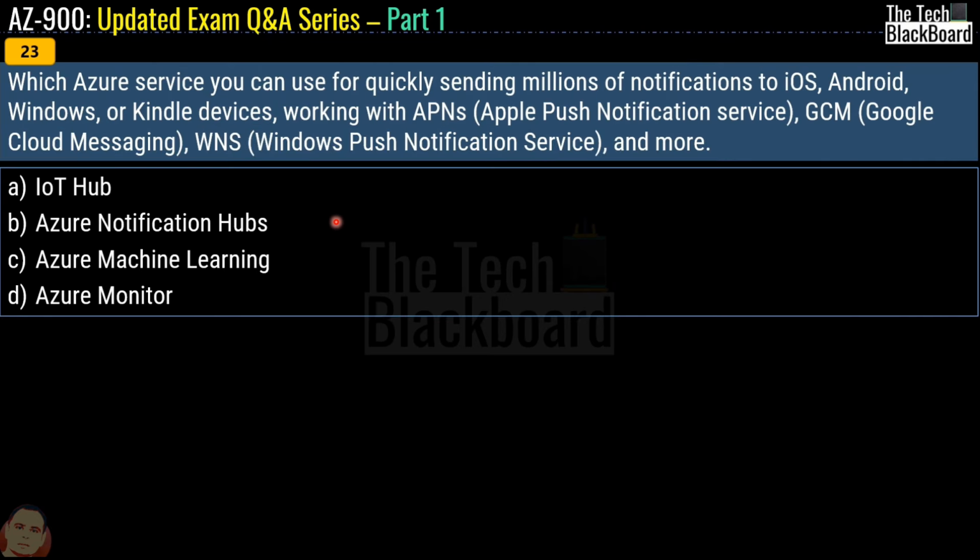Moving on with question number 23, it says that which Azure service you can use for quickly sending millions of notifications to iOS, Android, Windows or Kindle devices working with APN or Apple Push Notification Service or GCM, Google Cloud Messaging or WNS, Windows Push Notification Service and more. And your options are IoT Hub, Azure Notification Hubs, Azure Machine Learning or Azure Monitor. The correct answer for this question is option B, Azure Notification Hub.